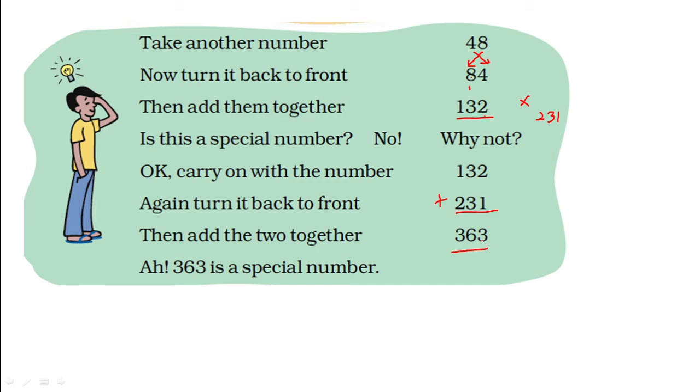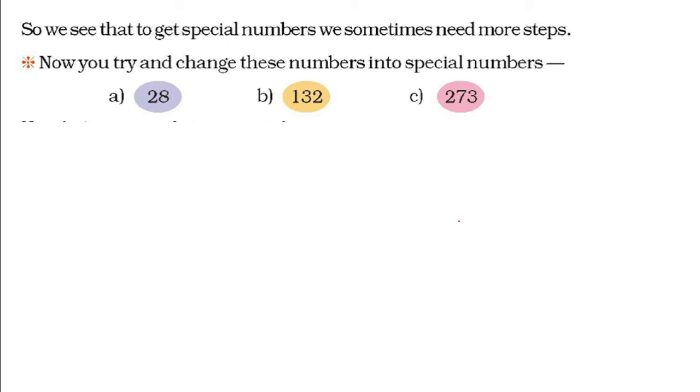Read from the forward or read from the backward: 3, 6, 3. Okay. So in this way, we can make special numbers. Now we can make special numbers out of these three. Let us start with 132. If this is easy, you can make this easily.